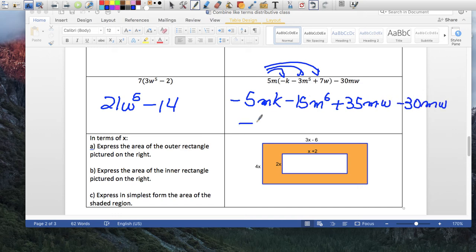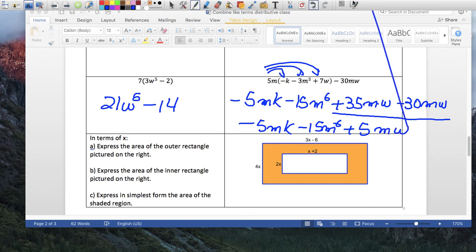Can I combine anything? I can't combine this guy, because that's an mk. I can't combine this guy, but I can combine from here to here. 35 minus 30 is going to be just positive plus 5mw.